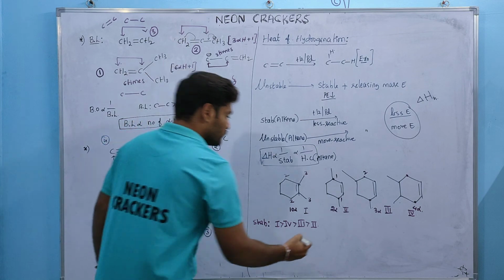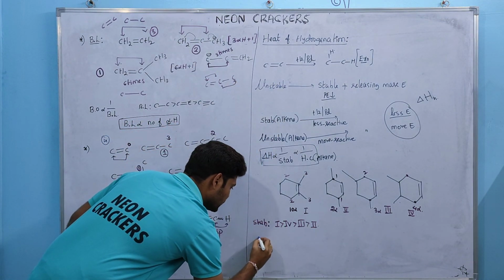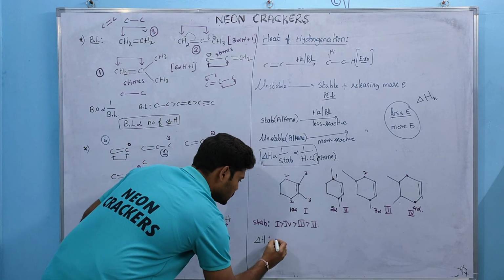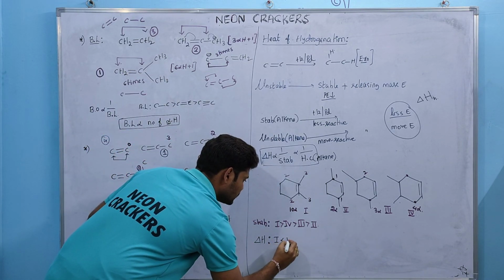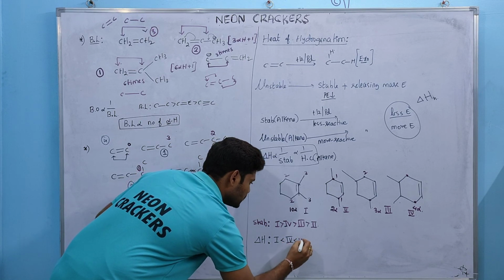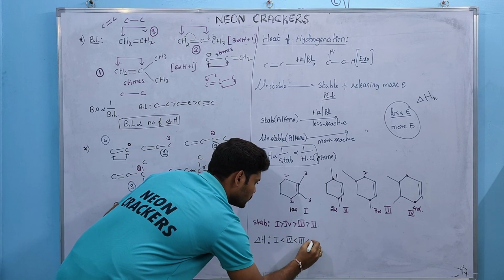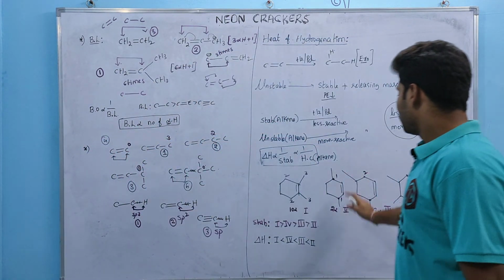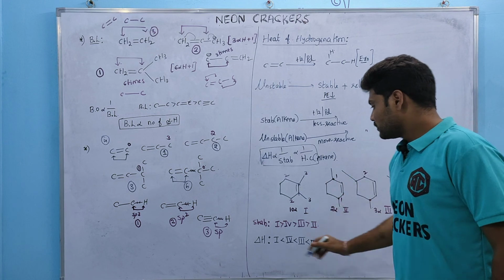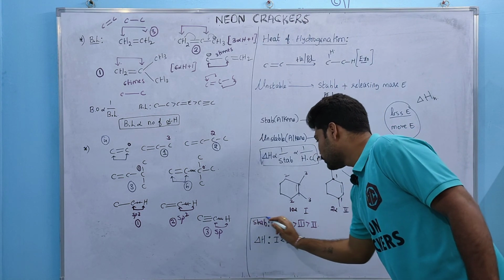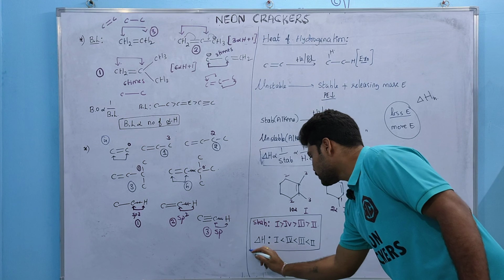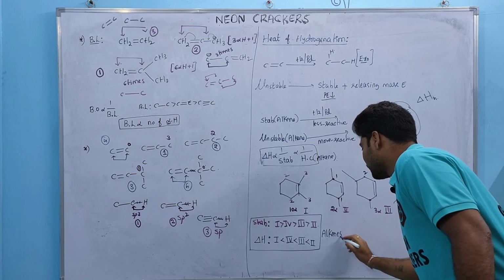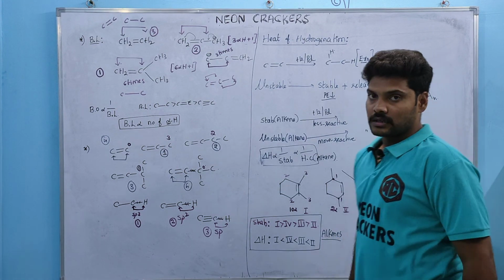Then tell me the heat of hydrogenation. Heat of hydrogenation is inversely proportional to stability, opposite to this, which means 1 is lesser than 4, 4 lesser than 3, and 3 lesser than 2. Heat of hydrogenation is maximum for the second molecule. So this is the application of heat of hydrogenation. It is only applicable for alkenes, not for all, based on hyperconjugative structure.